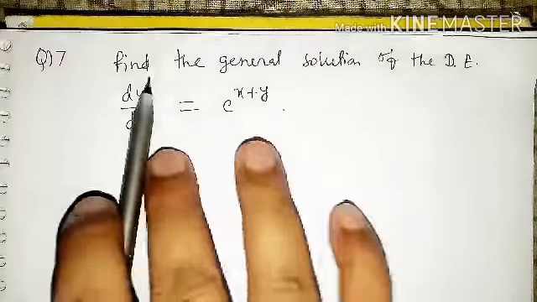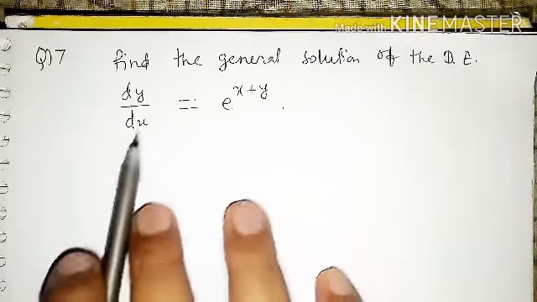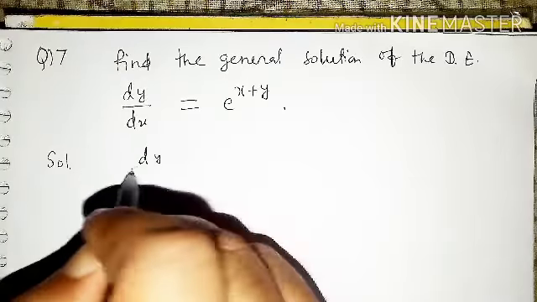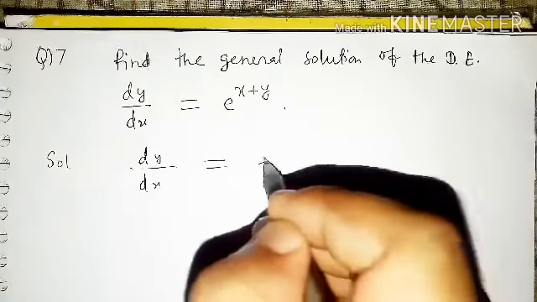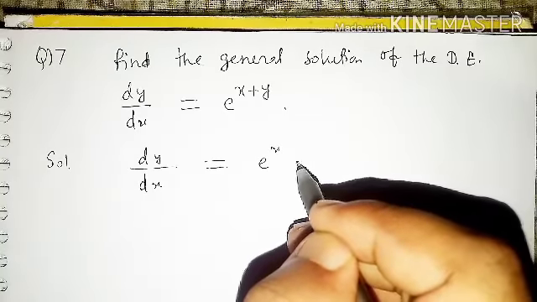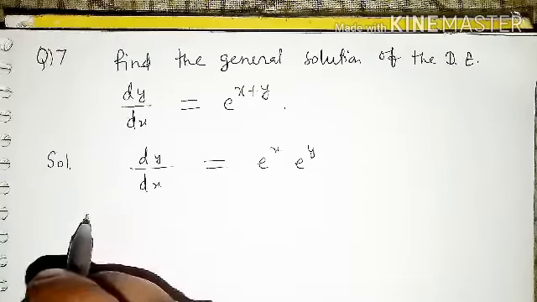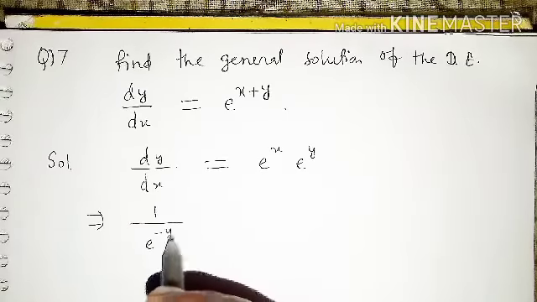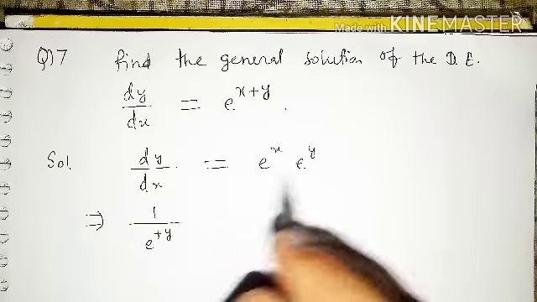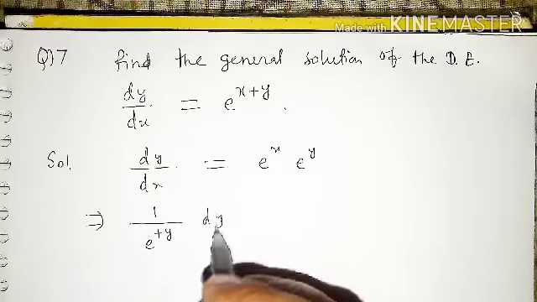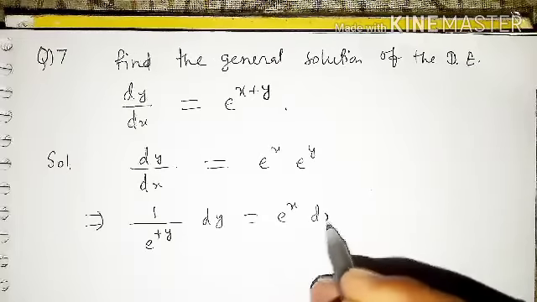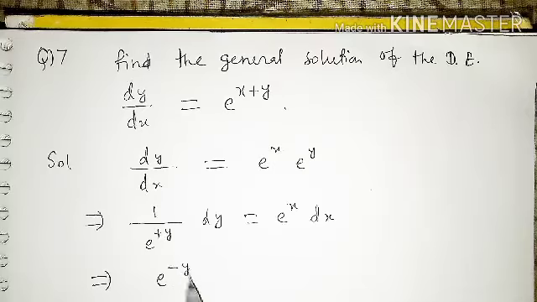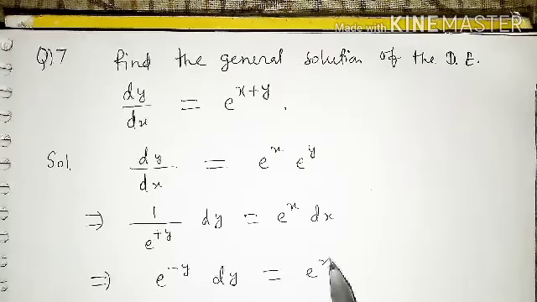Find the general solution of the differential equation dy by dx is equal to e to the power x plus y. dy by dx is equal to e to the power x plus y can be written as e to the power x into e to the power y. This can be written as 1 by e to the power y dy is equal to e to the power x dx. This is equal to e to the power minus y dy is equal to e to the power x dx.